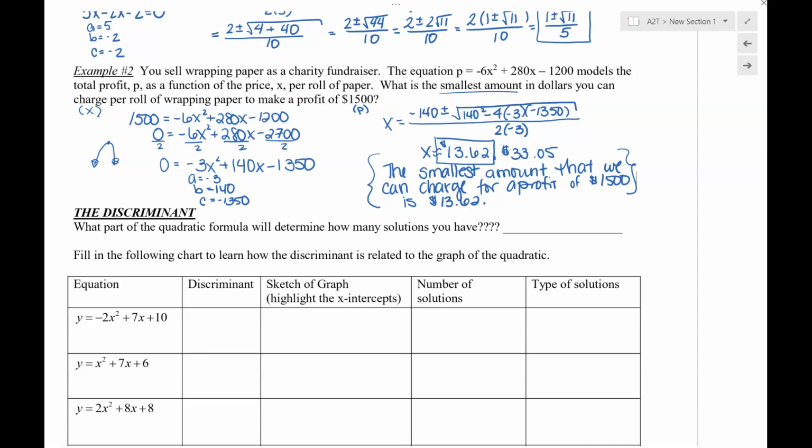We have what's called a discriminant, and the discriminant is what's underneath the radical, b squared minus 4ac. This determines how many solutions you have because there's different types of radicals. You could take the square root of a negative, and is that possible? No, so then you'll have no solution.